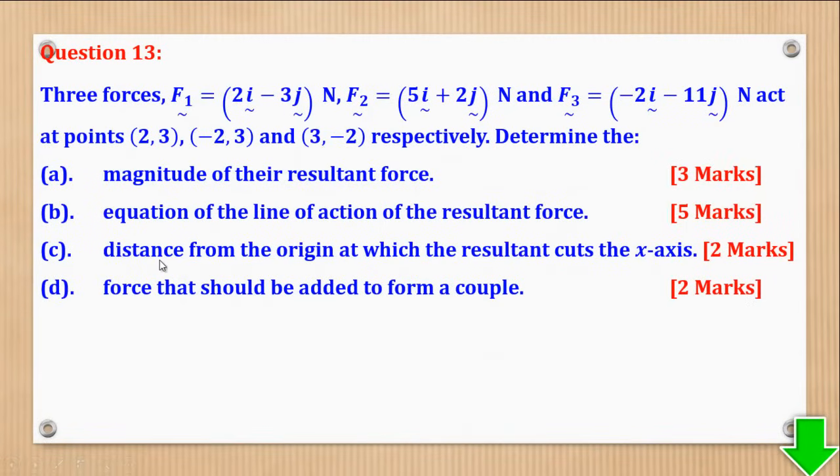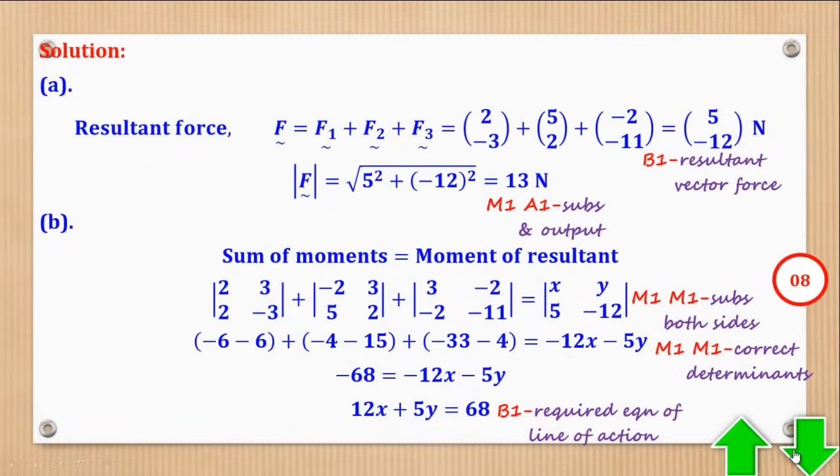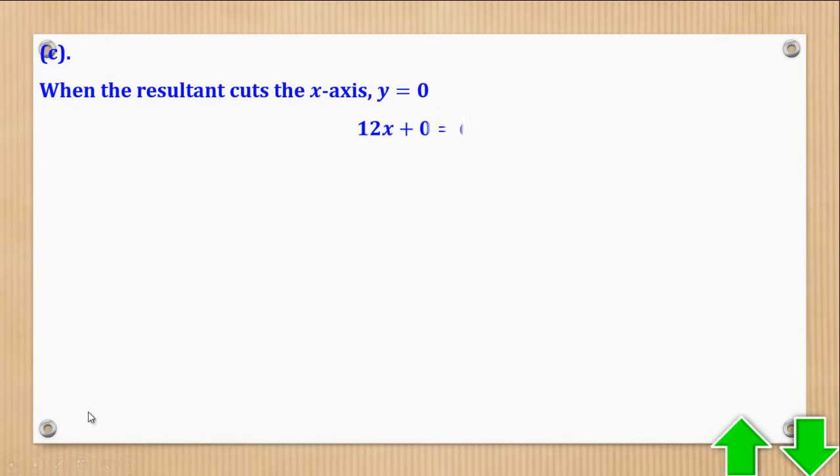Then part C. They want the distance from the origin at which the resultant cuts the x-axis. When it cuts the x-axis, that is now the x-intercept. And x-intercept means y is 0. So come and substitute y equal to 0 to get the value of x, and that's what they wanted.